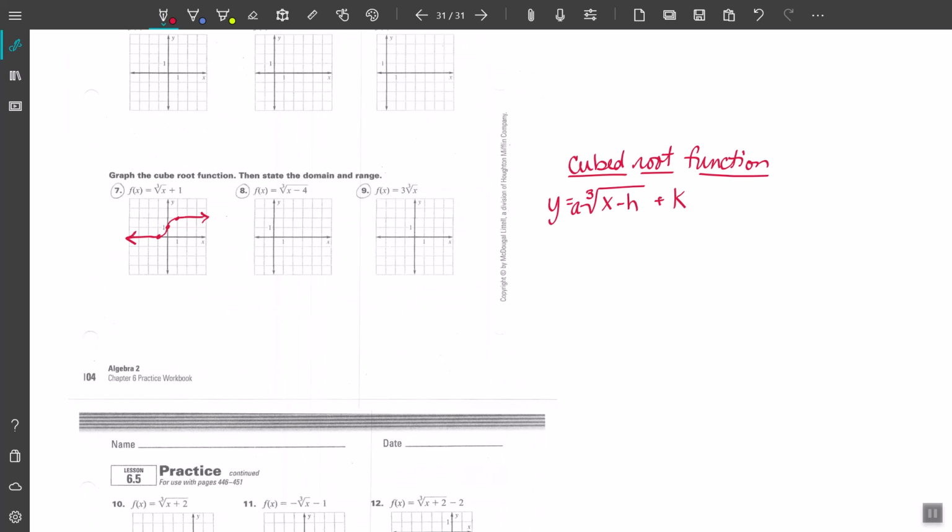All right, number 8, we have horizontal shift. We have an x minus 4 under the radical. It's written as a difference, so that lets us know that we need to shift to the right 4 units.